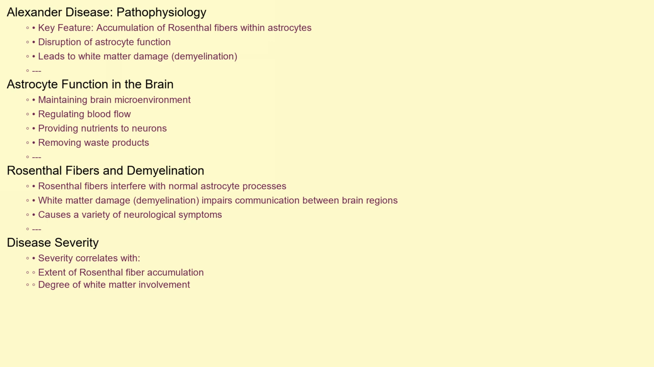The severity of the disease often correlates with the extent of Rosenthal fiber accumulation and the degree of white matter involvement. Alexander disease is exceptionally rare. Its exact prevalence is difficult to determine, but estimates suggest that it affects fewer than 1 in a million people worldwide. It affects people of all races and ethnicities equally. Both males and females are also affected in roughly equal numbers.